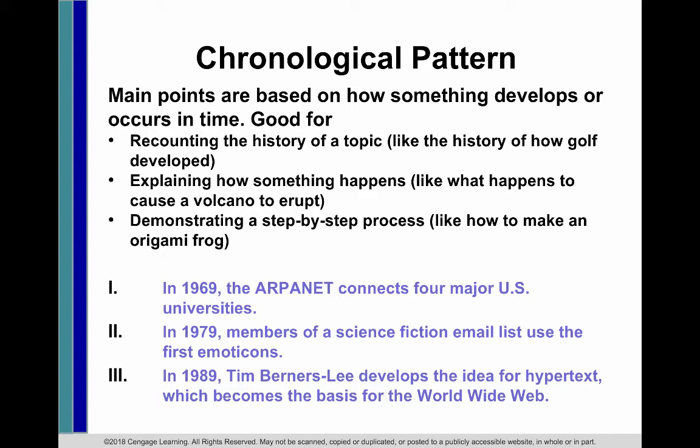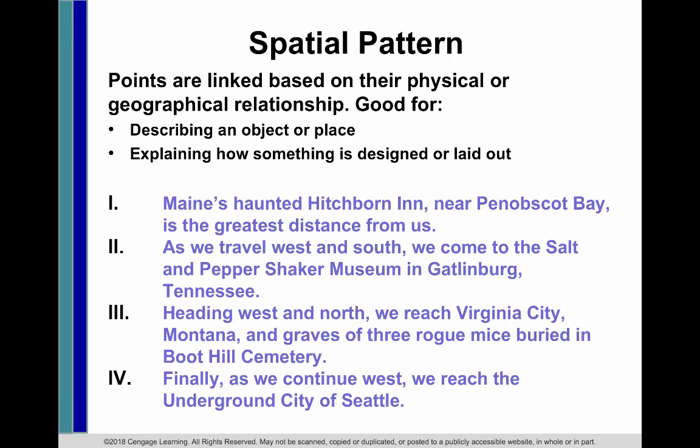Here's an example of the main points of a speech about the development of the World Wide Web. So think about your topic. Do the main points fall naturally into a chronological pattern? In the spatial pattern, the main points have to do with where things are. If your speech has to do with describing an object or a place, or explaining how something is designed or laid out, then the spatial pattern could work for you.